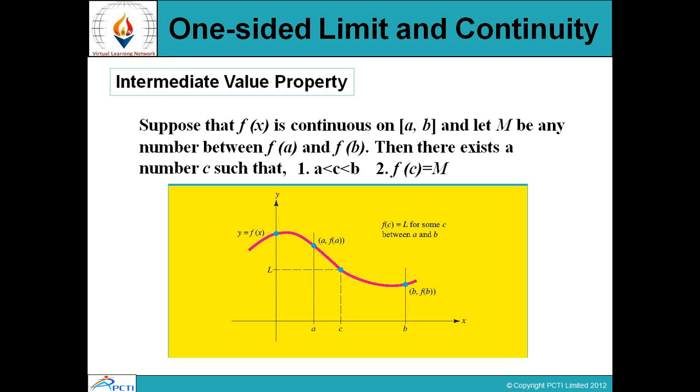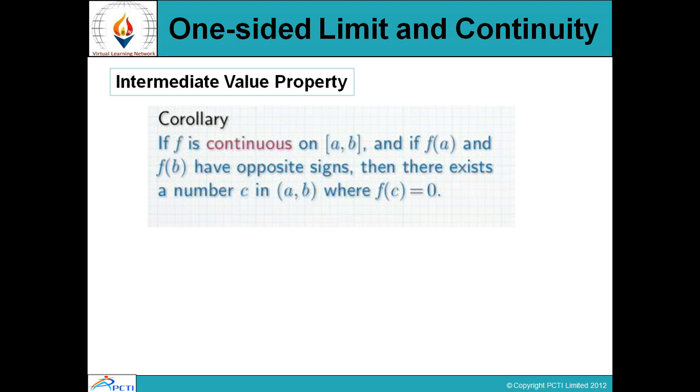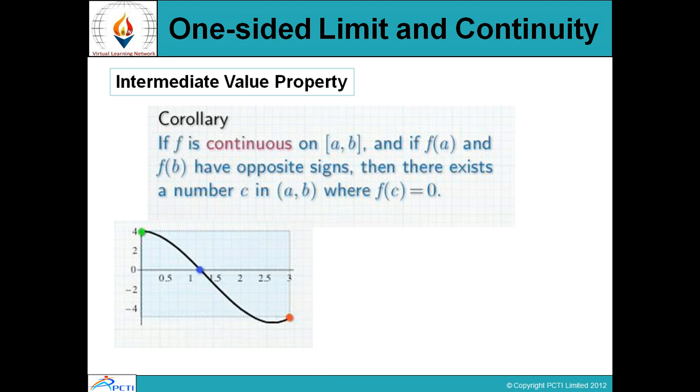Intermediate value property. Suppose that f(x) is continuous on [a, b] and let m be any number between f(a) and f(b). Then there exists a number c such that 1, c is between a and b, and 2, f(c) equals m, as given in the picture. Corollary: if f is continuous on [a, b] and if f(a) and f(b) have opposite signs, then there exists a number c in (a, b) where f(c) equals 0, like the figures.